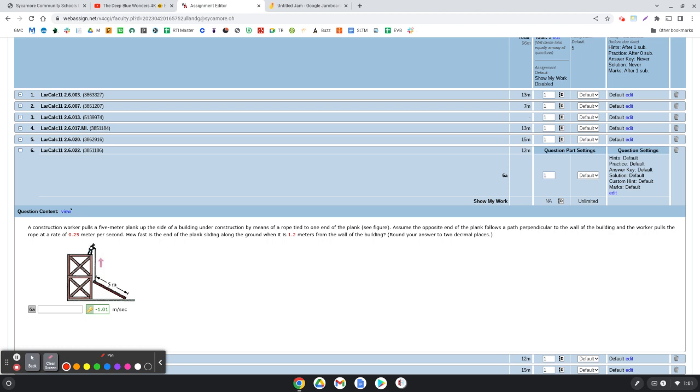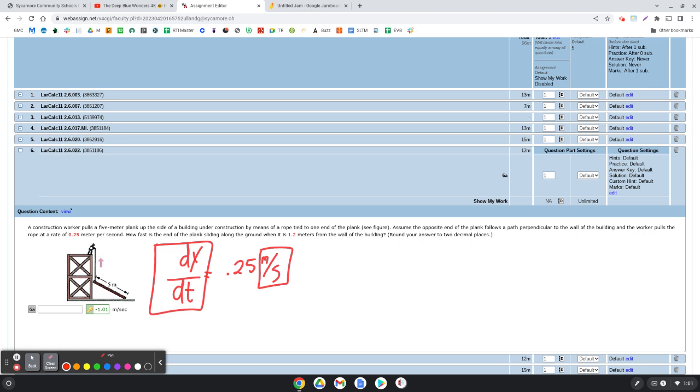Is that y? It's close. Change in y. It's a rate. So dy/dt, the rate of y in terms of time is 0.25 meters per second. Notice that this is a rate, change in y over change in time. So this unit is a rate, meters per second. Now, how fast is the end of the plank sliding along the ground?